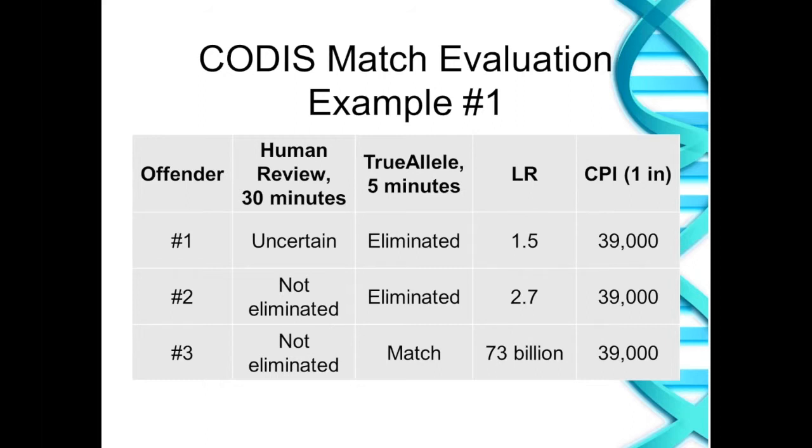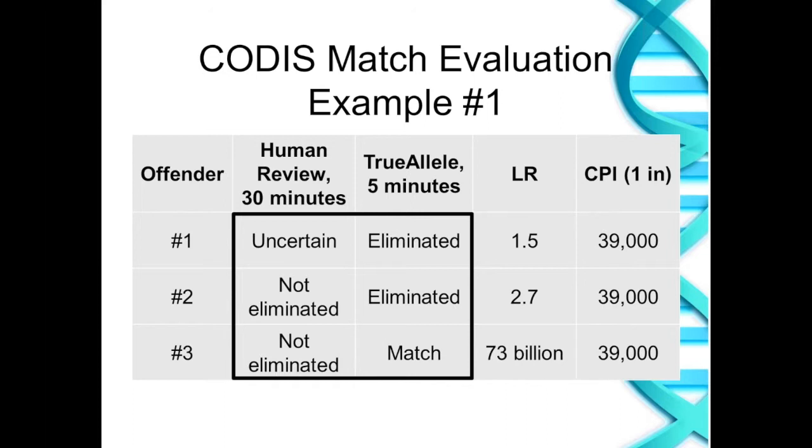So looking at CODIS match evaluation, this is a CODIS profile that our process was able to resolve. So this was one that had been databased. It's a forensic mixture. It went up to SDIS. The match estimator told us that we would get one match in the database, and we ended up with three offenders.